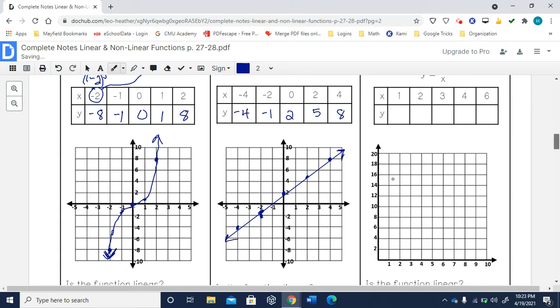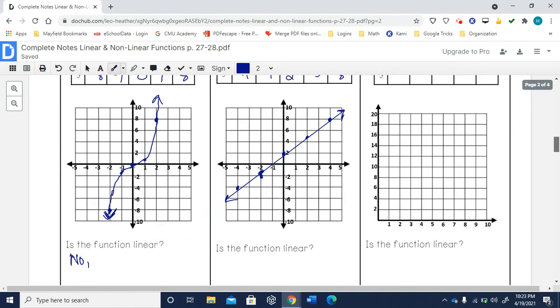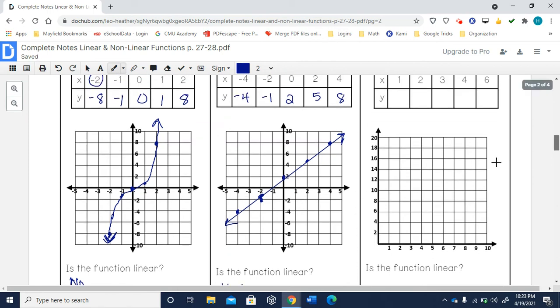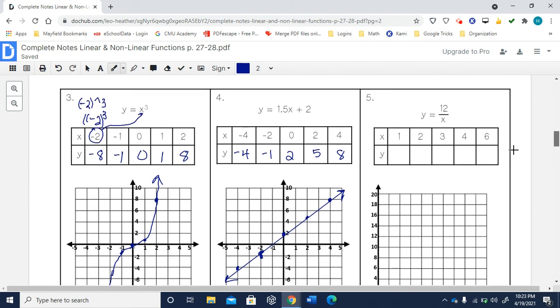And is the graph of this function linear? Yes, this one is linear. If we were in class, you would have caught my mistake. Okay, last one. We're going to do the same thing.